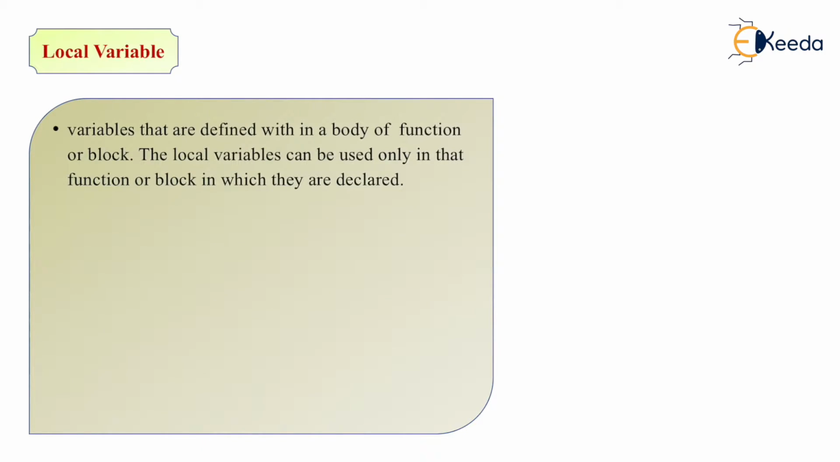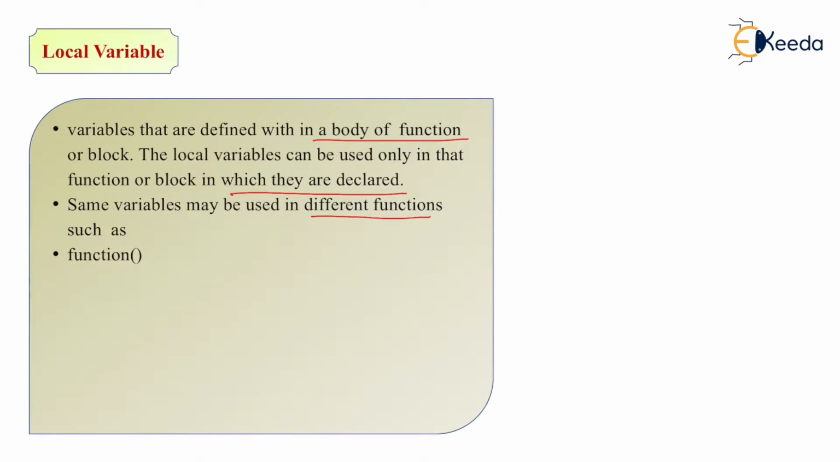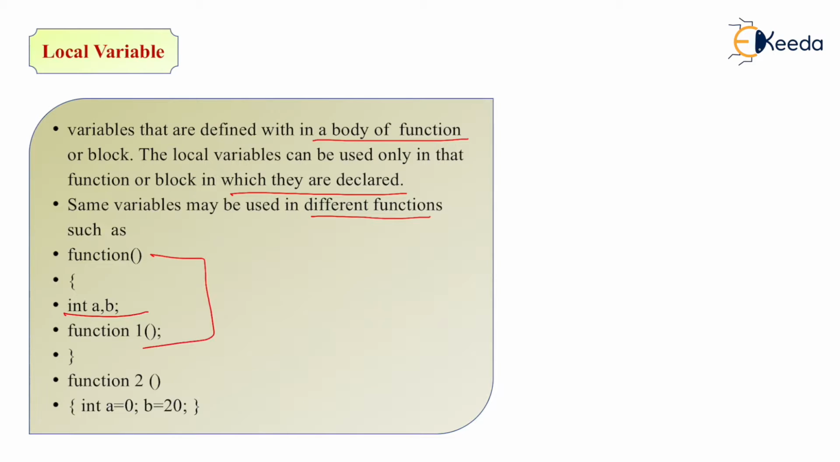A variable that is defined within the body of a function is called a local variable. The local variables can be used only in that function or block in which they are declared. Some variables may be used in different functions, such as function int a, b, function 1, function 2. So see what we are doing here. This a and b are the local variables for the function 1 block, and this a and b are the local variables for function 2.